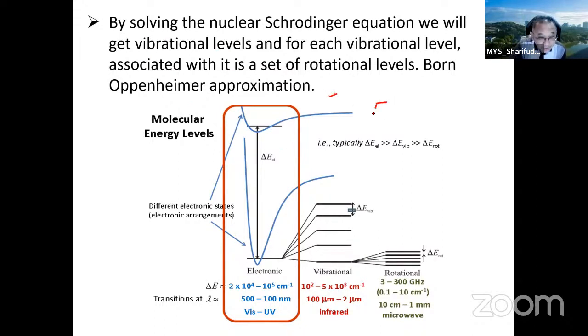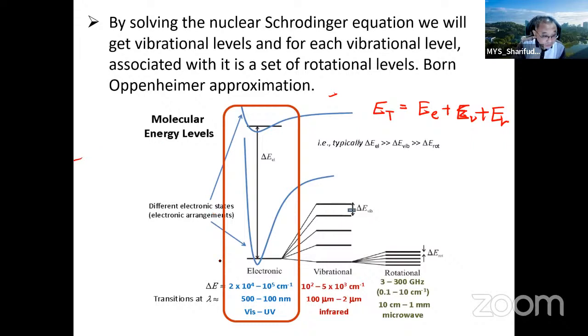The total energy is equal to E electronic plus E vibration plus E rotation. The fact that you can add them up is due to the fact that they are of different energy domains. The difference in energy is very, very big. So this can be seen in this diagram.